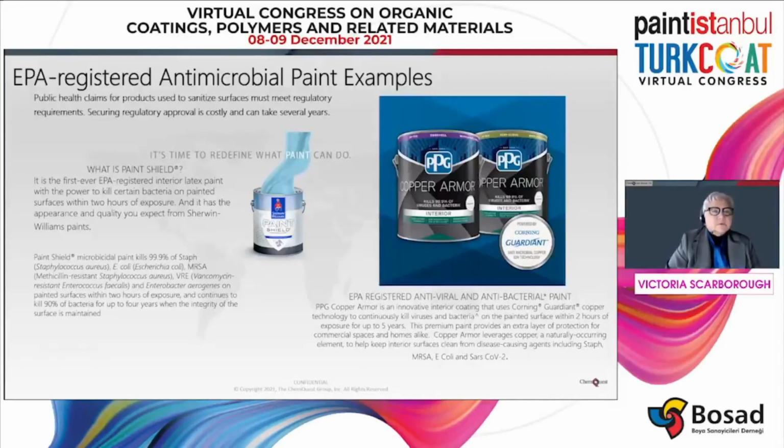So Sherwin-Williams developed a paint called Paint Shield. It uses the quaternary ammonium compound. It's a patented material. I worked at Sherwin-Williams for 35 years, so I was actually involved in this project a little bit. And so it's a very effective product for meeting the needs of antibacterial paint.